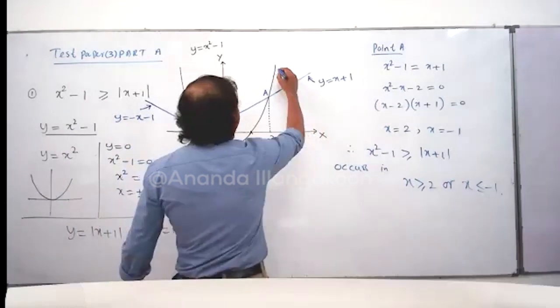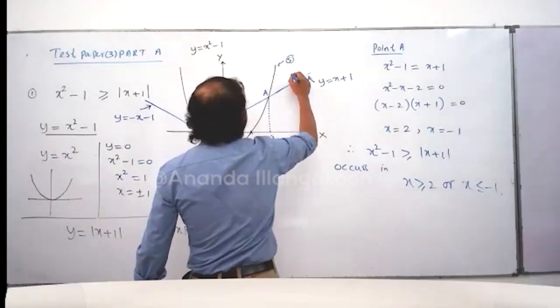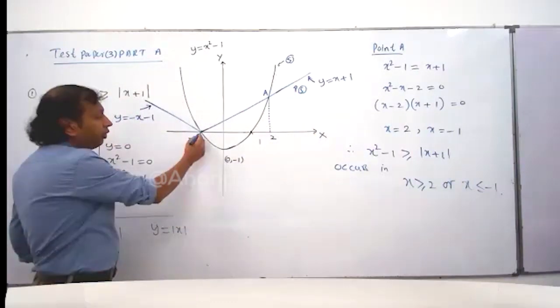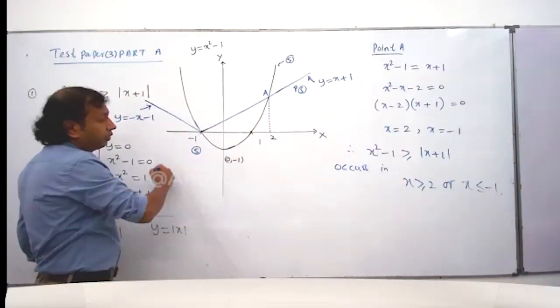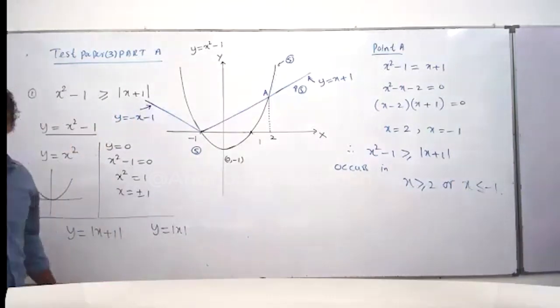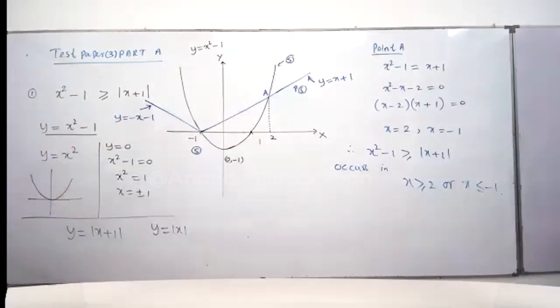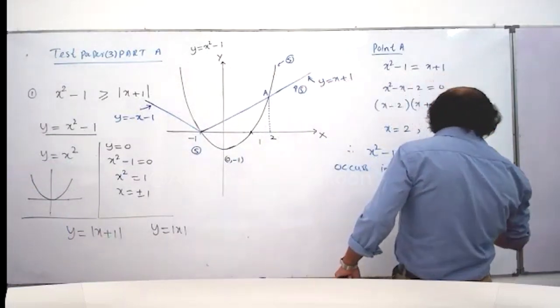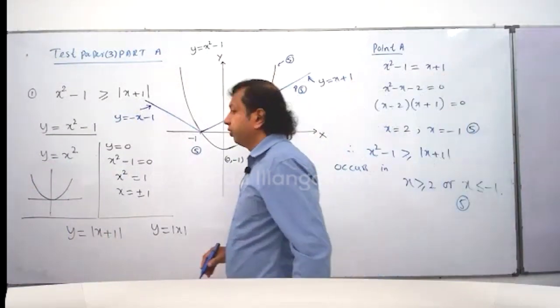People, for this graph, 5 marks given. Showing this point exactly correctly, another 5 marks given. And getting these two values of x, 5 marks given. And for the last answer, 5 marks given.